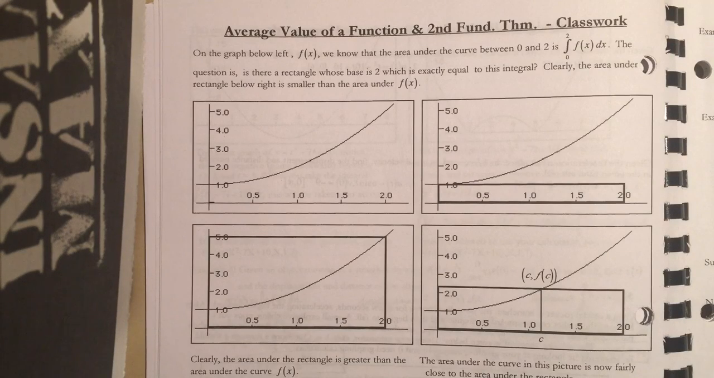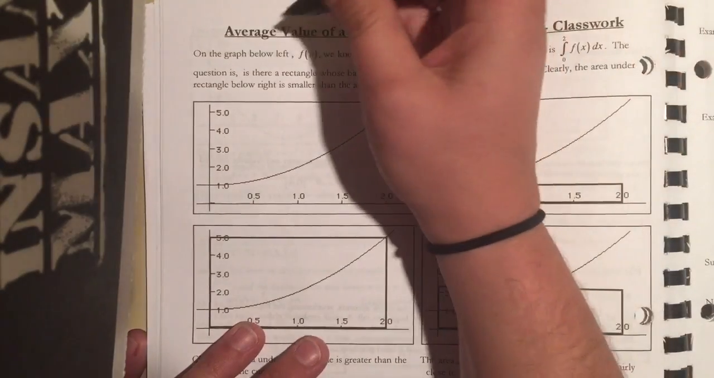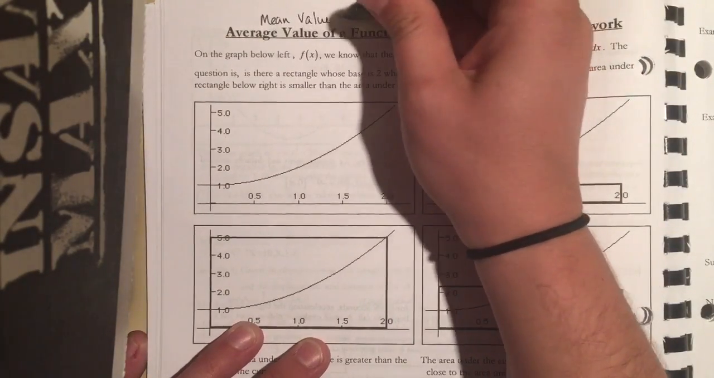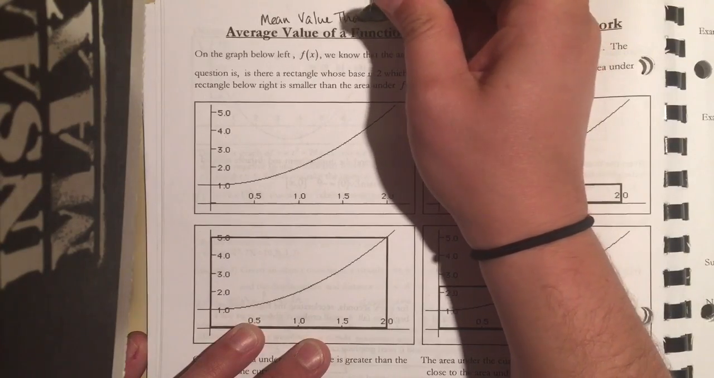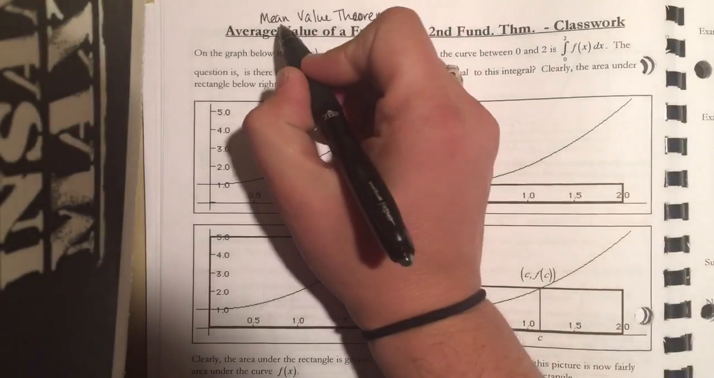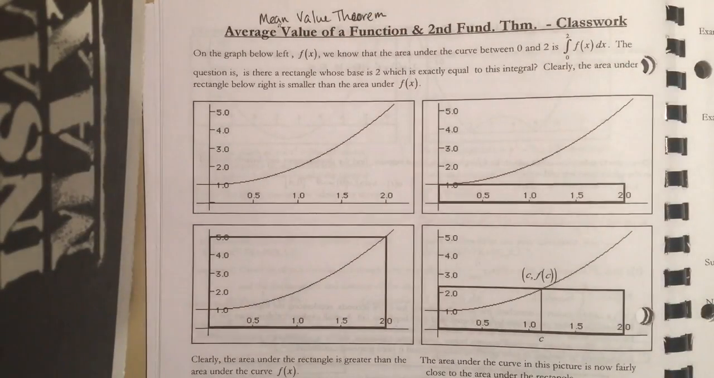All right, so this morning we're going to talk about the average value of a function and the second fundamental theorem of calculus. So the first thing that we need to talk about is the average value of a function, which they also sometimes refer to as the mean value theorem. Mean value theorem, okay? Because mean, again, just means average, and you learned that a long time ago, right? So mean just means average. So the average value of a function, okay?